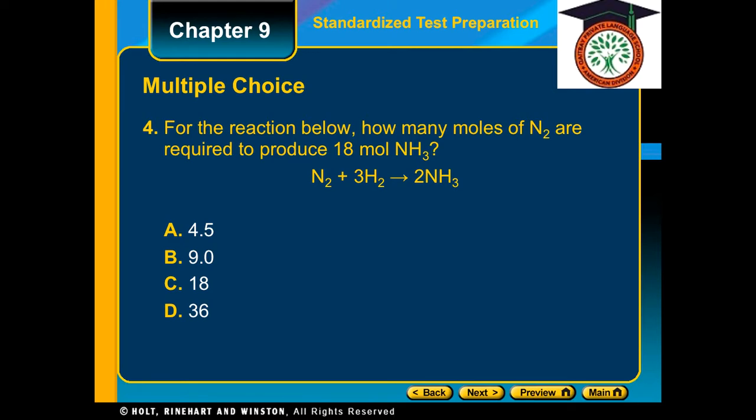For the reaction below, how many moles of nitrogen are required to produce 18 moles of ammonia NH3? Okay, only 1 mole of N2 can produce 2 moles of NH3. So X moles of N2 producing 18 moles of NH3. By cross multiplication, we got 9 moles.